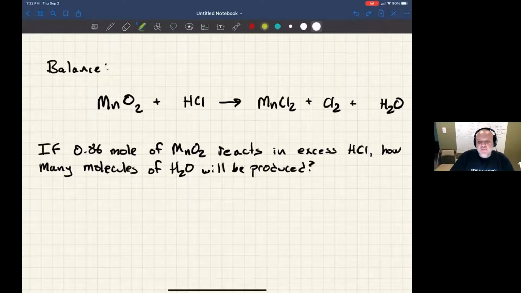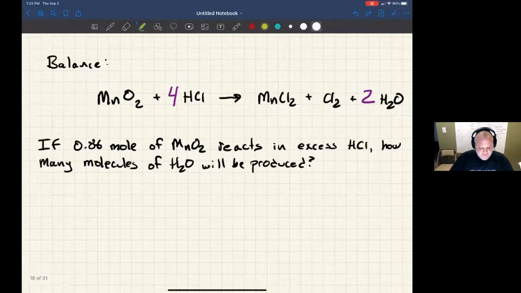It looks like I've got 4 chlorines on the product side and only 1 on the reactant side. So I think I'll start with that. And then the only other thing that needs to be balanced is the hydrogens. And so I think I'm done now. That took care of oxygens at the same time.